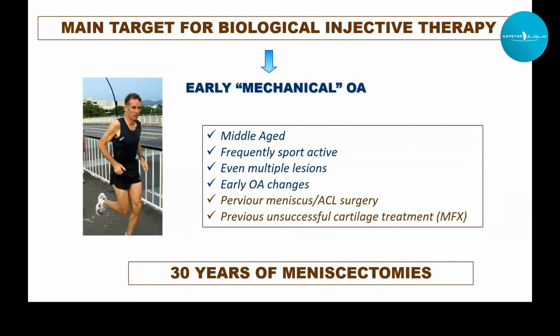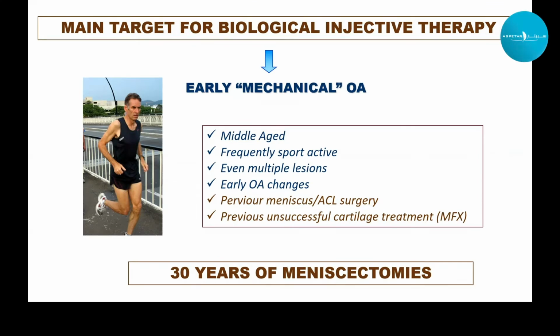When we're talking about biological injective therapy, most of the time, I think the patients you are going to treat are patients with this sort of mechanical osteoarthritis. What patient is it? Normally they are middle-aged, frequently sports active, and have multiple lesions. Most of the time they have early or a little bit less early osteoarthritis changes.